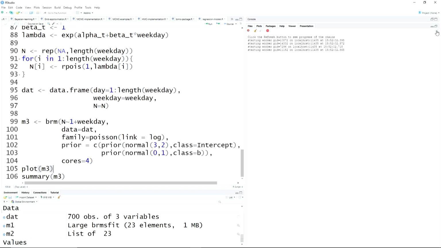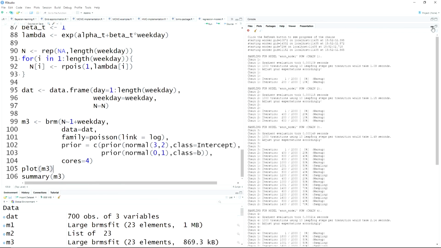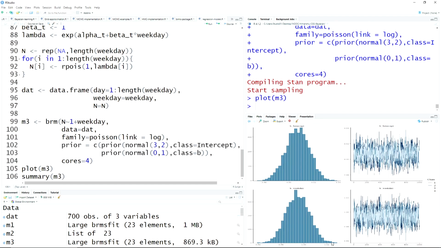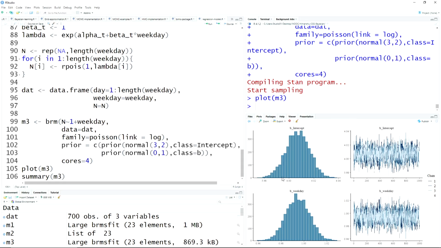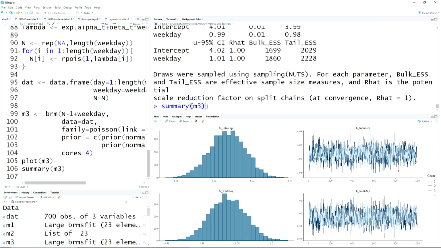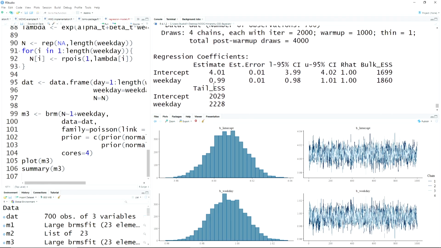Okay, so it has started sampling. Okay, it's done. Chains are mixing well, right? Posterior recovery seems good. Let us see the summary. Okay. So this is how the effect of weekday looks. The 95% credible interval is between 0.98 and 1.01, which suggests there is a positive effect of weekday. So if it is a weekday, the number of road accidents is likely to be higher, right?